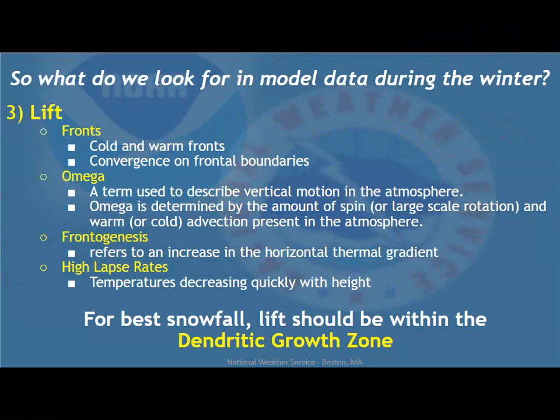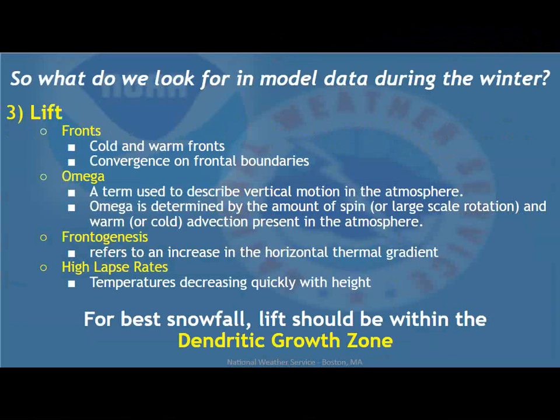You can have 37 inches of snow in Fitchburg, but does the meteorology support that? That would be a red flag, if you're not convinced by the model output. So one key ingredient is the lift. You want to see good upward vertical motion, rising motion of the air particles, because that's the way you can get the storm to form. And there are different ways to identify lift. The first way is fronts.